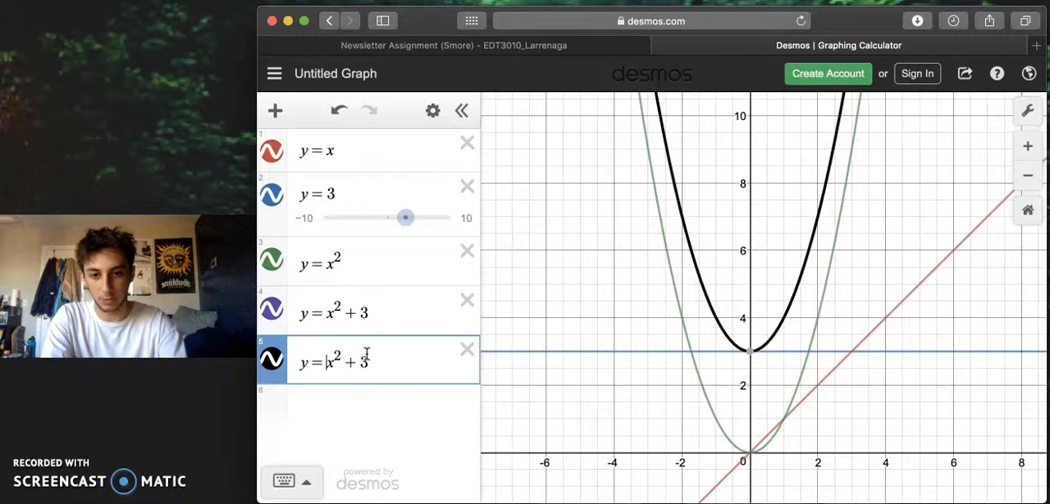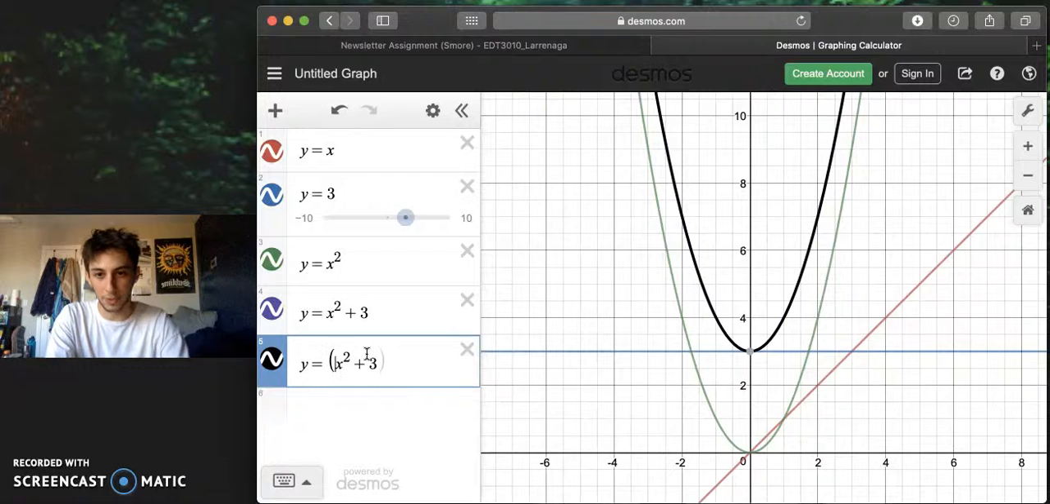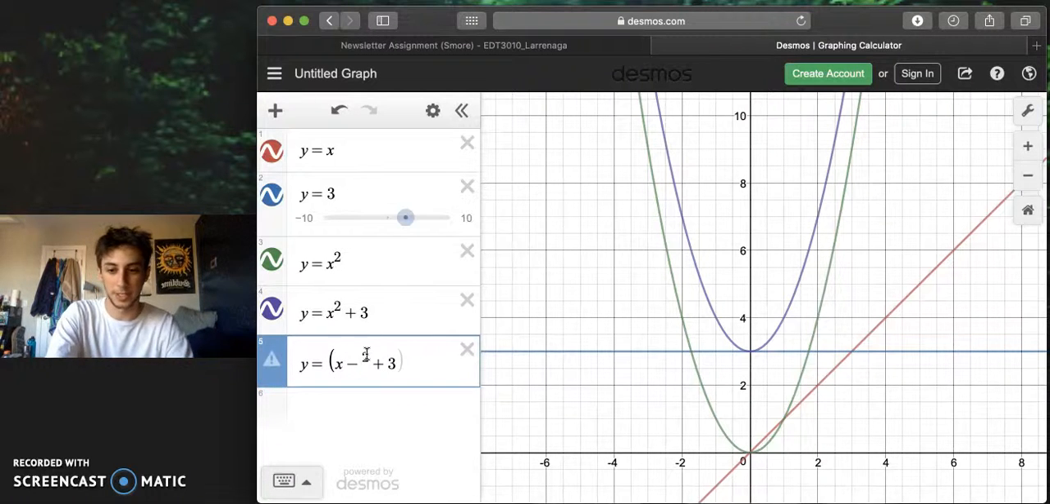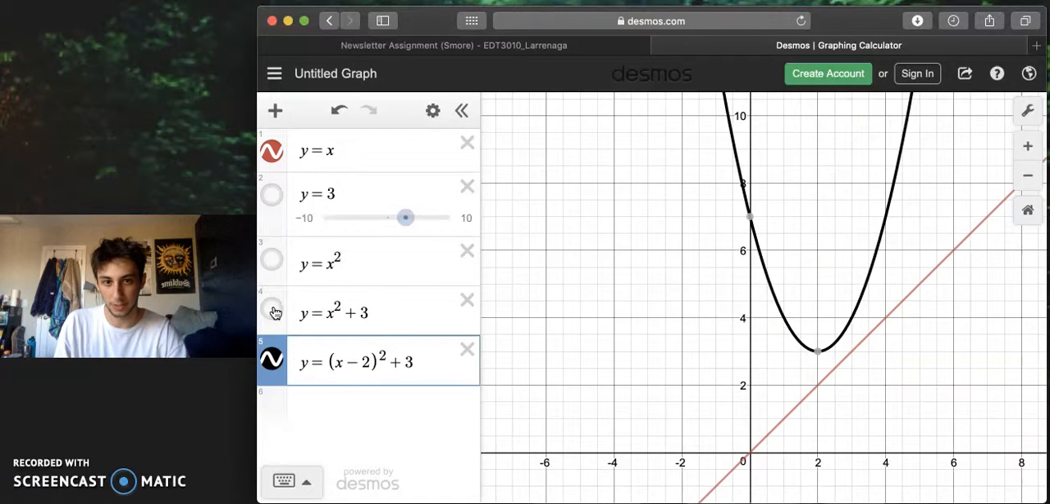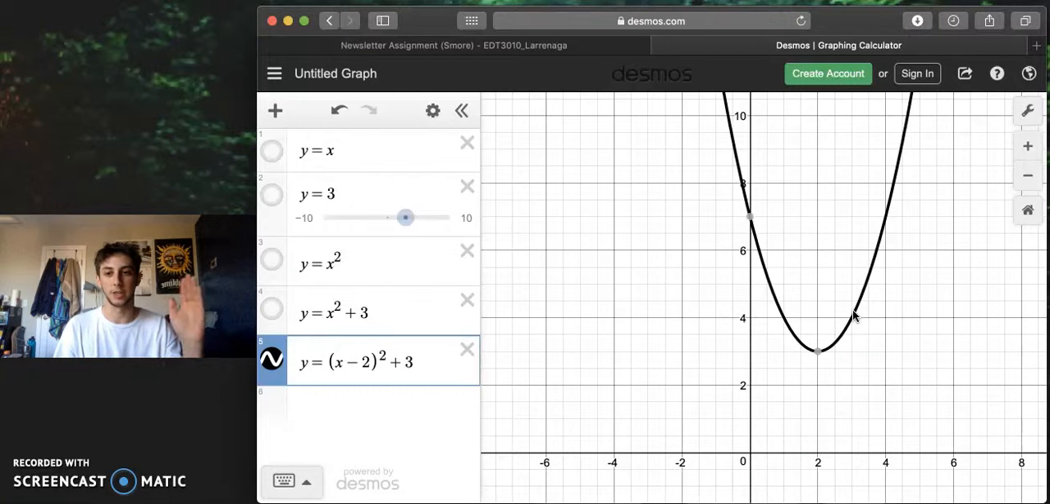Oops, I missed the equals. Now what happens if we put the x in parentheses and do x minus 2? Now we have this black line, and you can differentiate the different lines with these colors over here. You can see that the minus 2 actually shifted it right too.